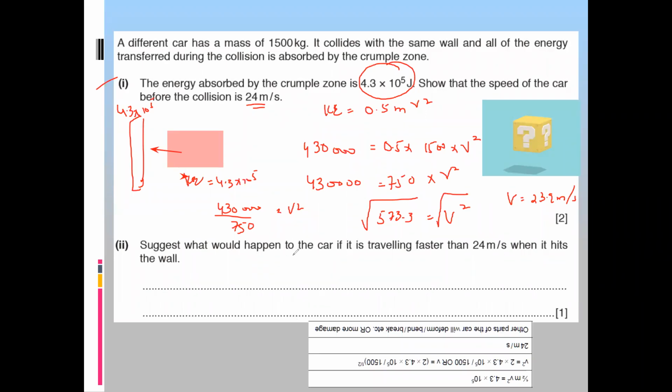And suggest what would happen to the car if it is traveling faster than 24 meters per second. For example, if this car was moving at 24 meters per second and another car is moving at 30 meters per second, what could happen to the car? 23.9 is approximately equal to 24, so you will write 23.9. So what happens if the car approaches this wall at a higher speed? It will have more damage.